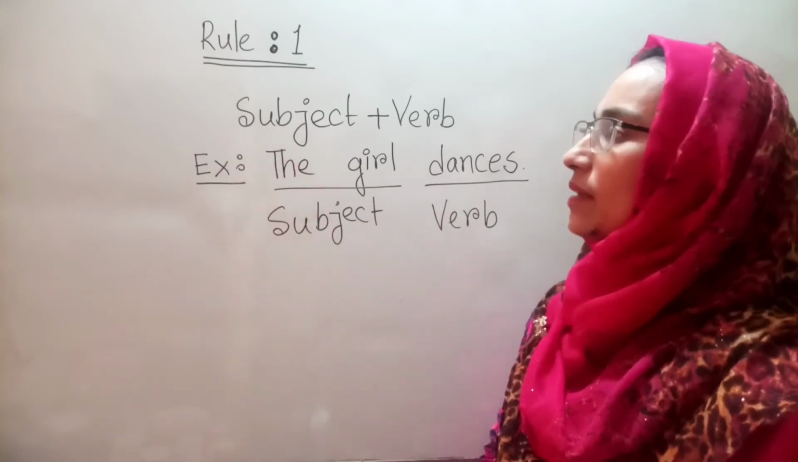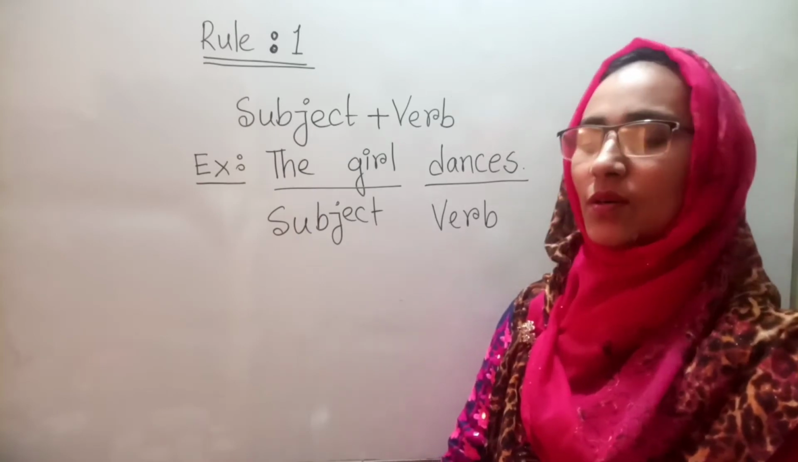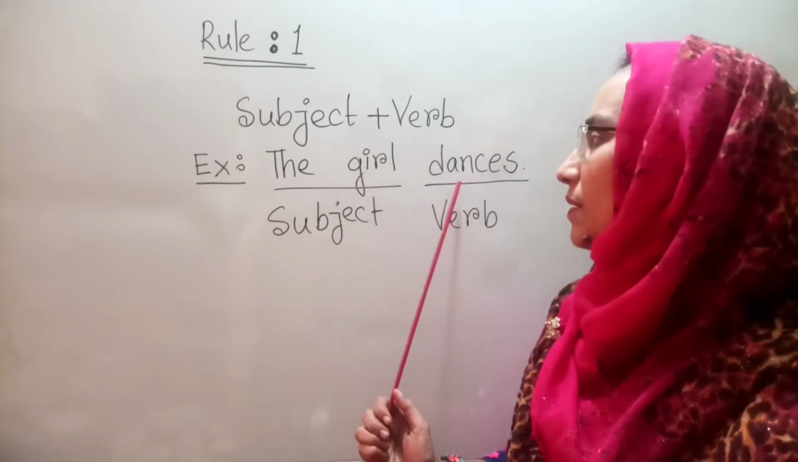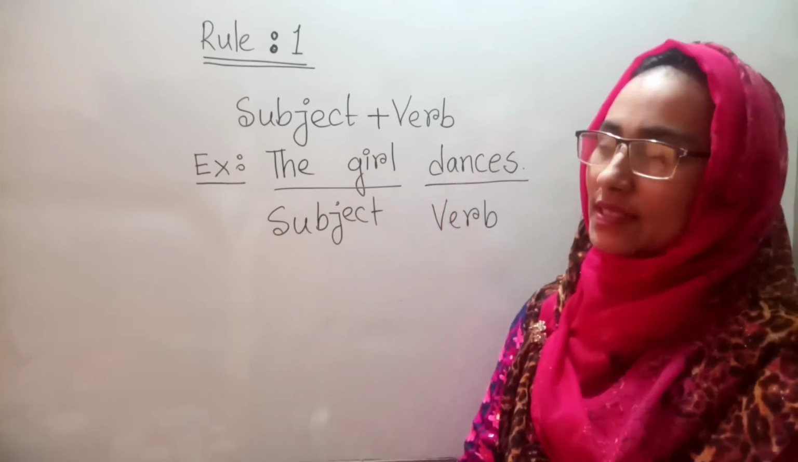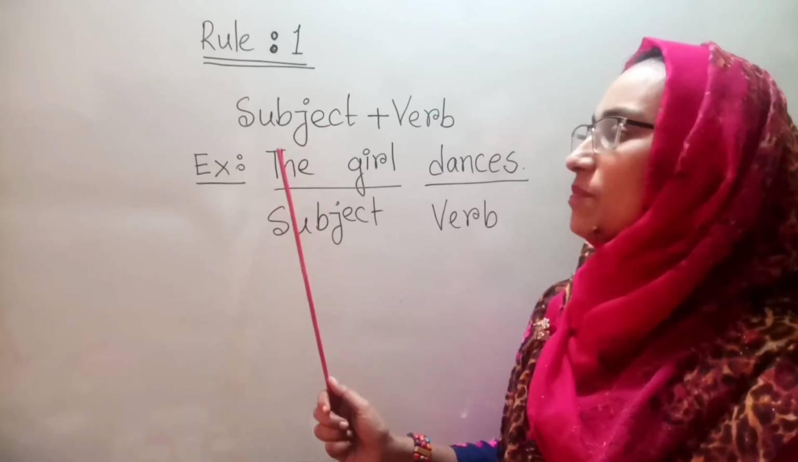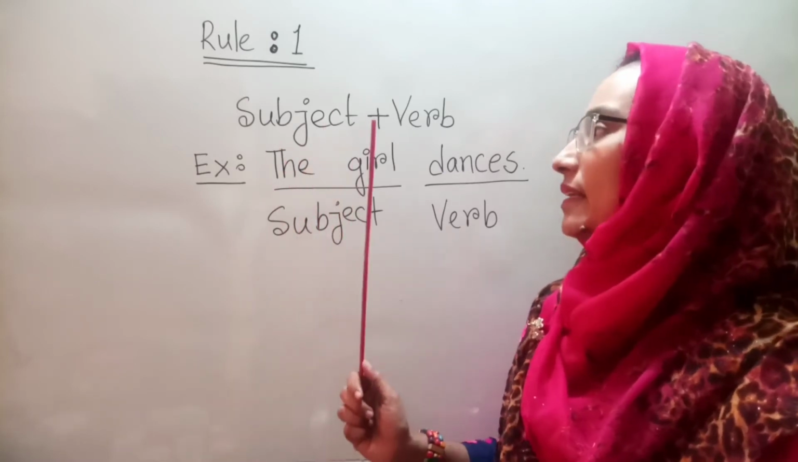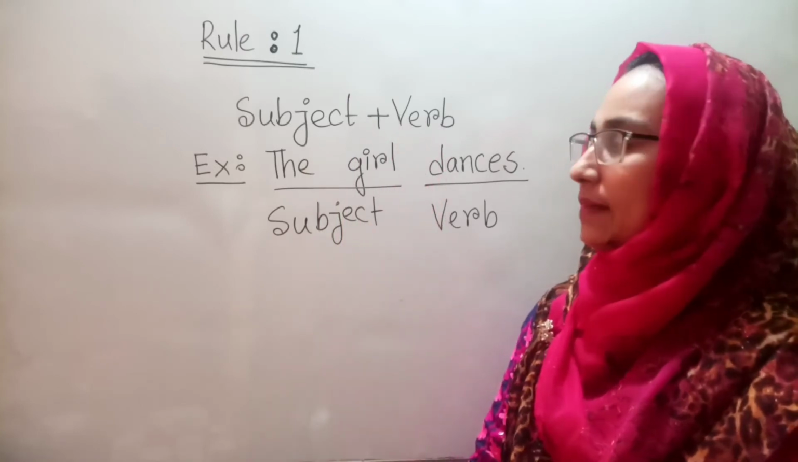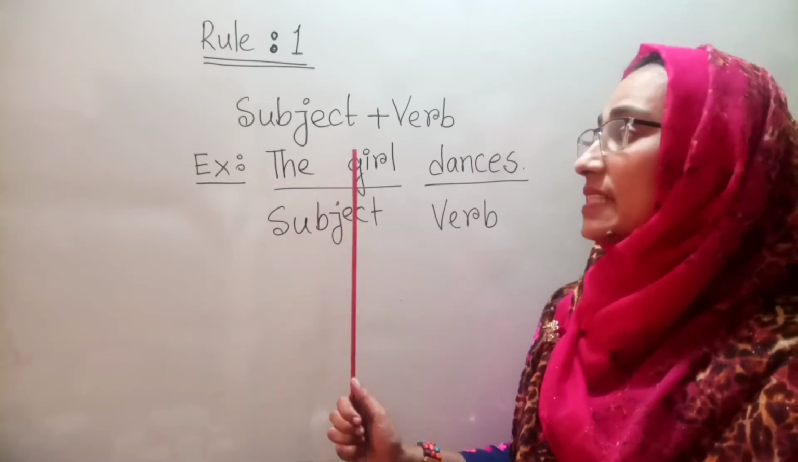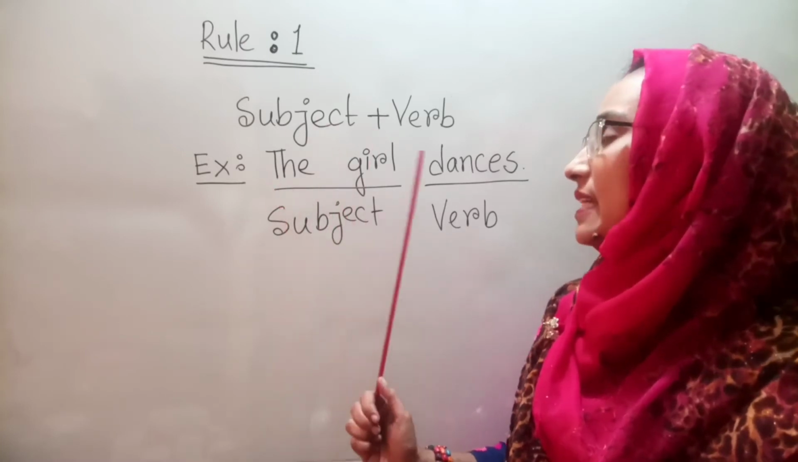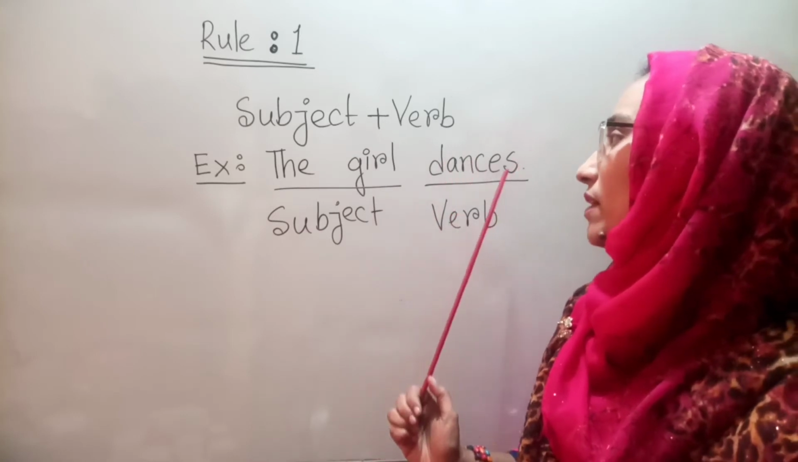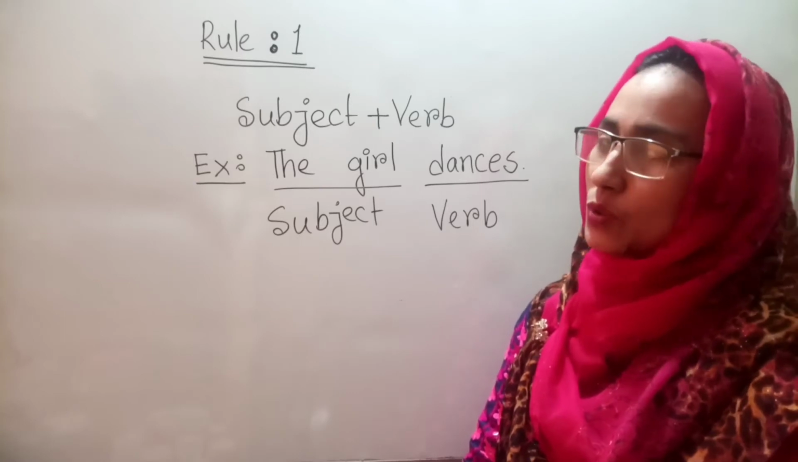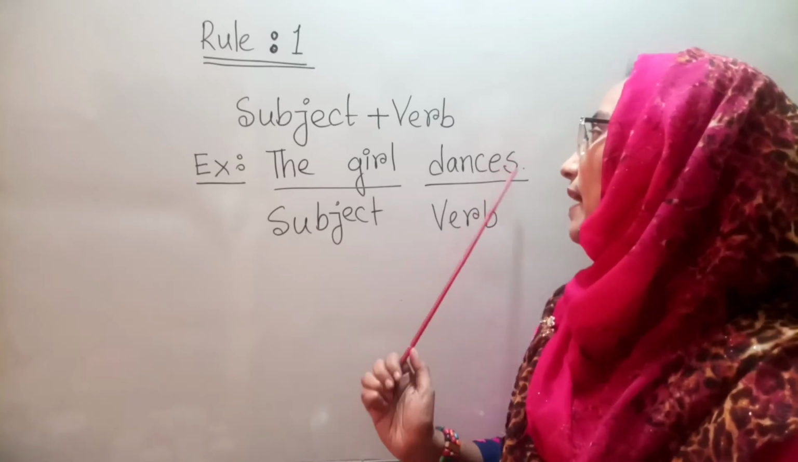The subject will be first person or second person or third person. If the subject is first person, then the verb will be only the base form of the verb in present tense. If the subject is second person or plural, then the verb will be only the base form for the present tense. But if the subject is third person singular number, in that case in present tense, we need to add s or es with the verb. But for past and future, no need to add s or es.